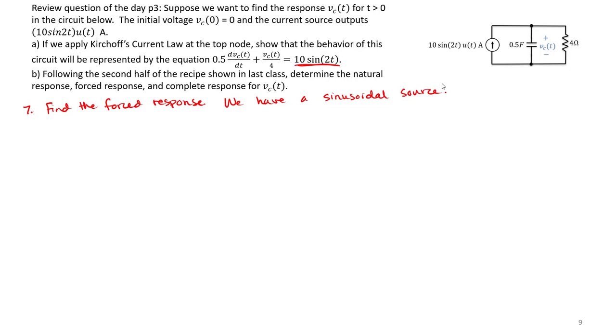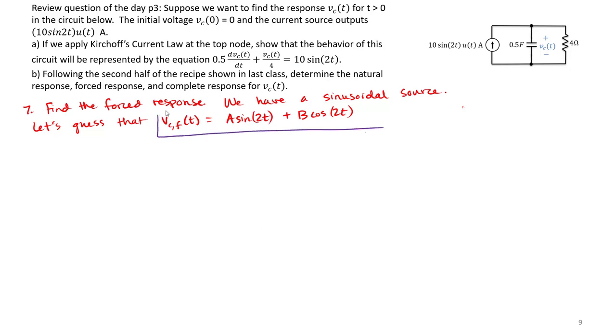So let's go ahead and guess from our table that our forced response Vc f of t will have the form a sine 2t plus b cosine 2t. All right, so now that we have this guess, we need to substitute into our differential equation, which you'll remember is given by dVc of t dt plus 1/2 Vc of t equals 20 sine 2t.